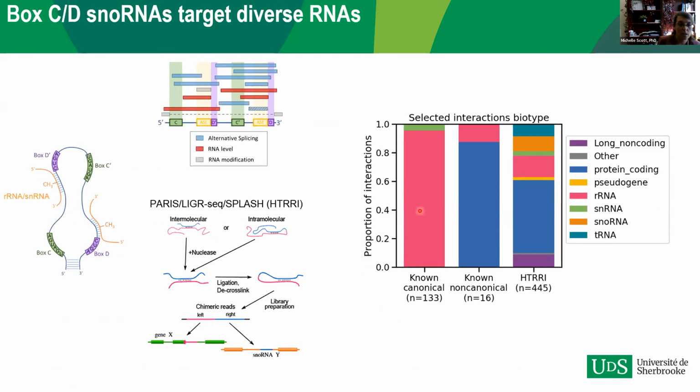So for the known canonical data set, these all involve interactions with ribosomal RNA and snRNA, as is well characterized. For the literature data set, almost all of these involved interactions with messenger RNAs.